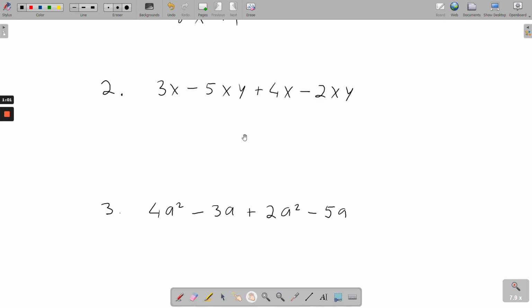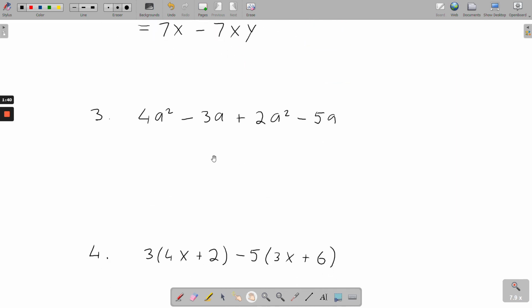Our next question has 3x minus 5xy plus 4x minus 2xy. If you have something like this where they have two letters together, you can multiply them, but you're not going to be able to add them. So x and y, just treat that like its own letter when you're putting them together. For this one, 3x plus 4x, first of all, is going to give us 7x. And then minus 5xy minus 2xy. The minus 5 and minus 2 gives us in total a minus 7, and then we leave the xy there at the end.